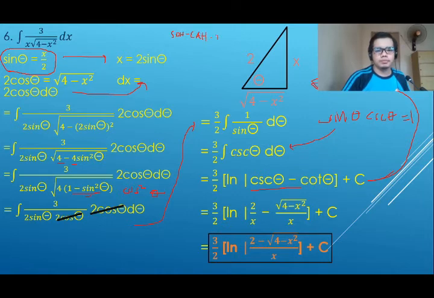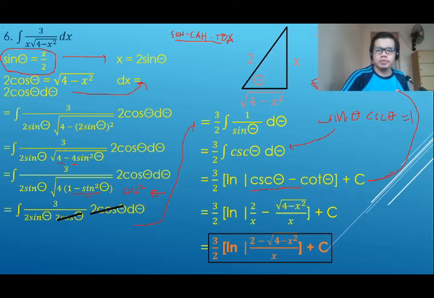Remember SOH CAH TOA. Sine equals opposite over hypotenuse. Cosine equals adjacent over hypotenuse. And tangent equals opposite over adjacent. Now, sine theta, this is the opposite and this is the hypotenuse. That's why it's here: x opposite, and 2 hypotenuse. Now, to get the adjacent side, use the Pythagorean theorem formula.